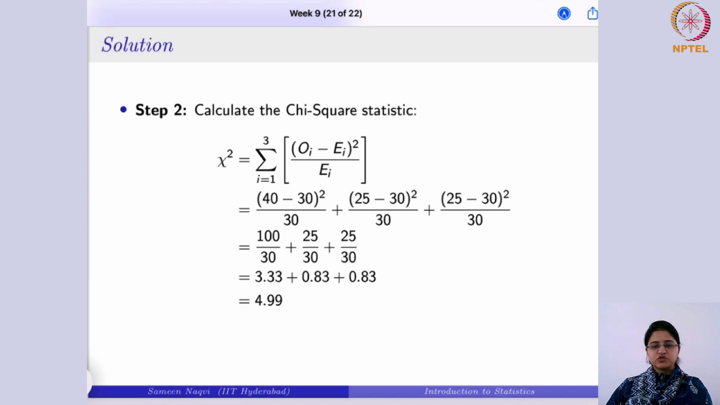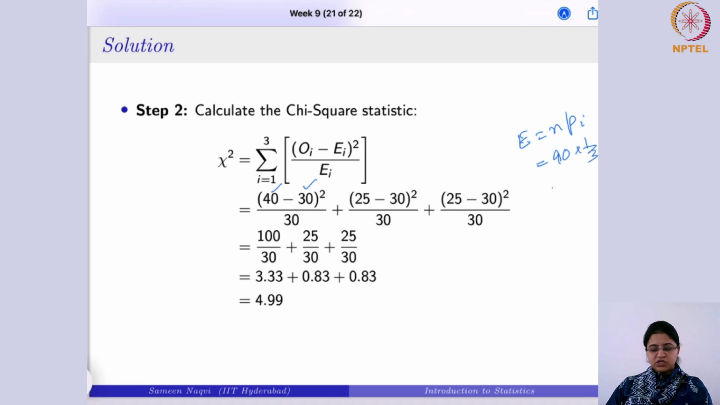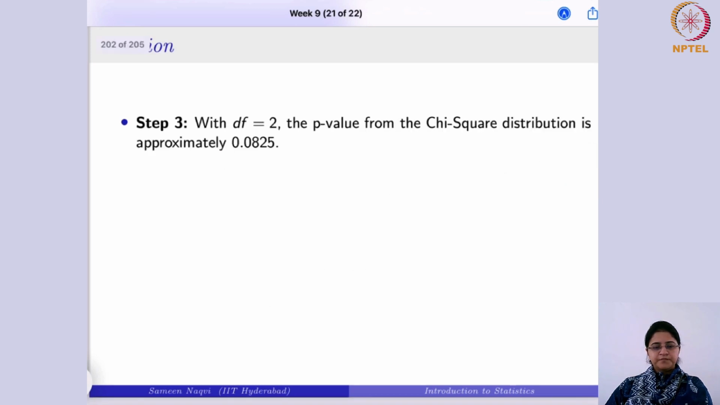So the corresponding chi-square statistic would be, since there are 3 levels only, i equals 1, 2, 3. So this is the observed one, this is the expected value. So E_i in each of them you will have n times pi. So in each case E would be the same, right? N times pi basically means 90 into 1 by 3, right? So 30 in all the cases. That is why you see in all these terms you have 30. And finally, when you substitute the values, you have 4.99. Okay. Now, with 2 degrees of freedom, the p-value, if you calculate it, is approximately 0.0825.